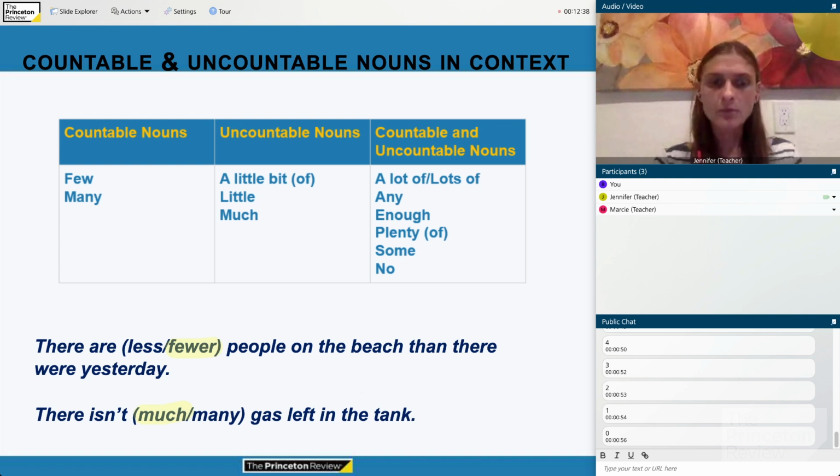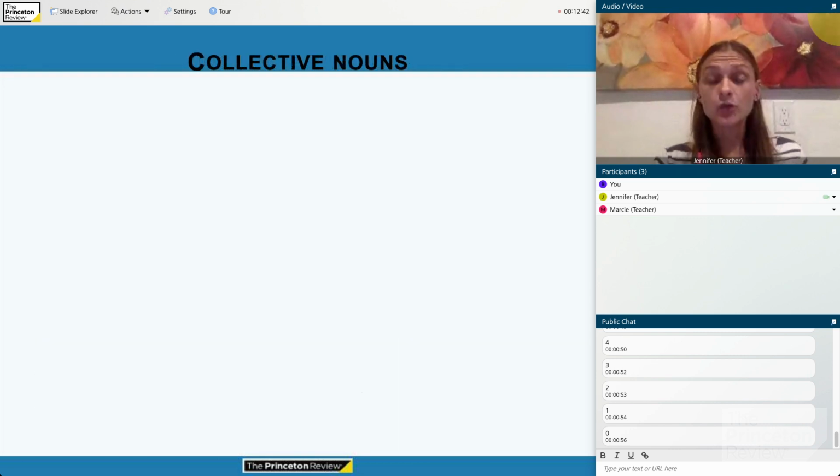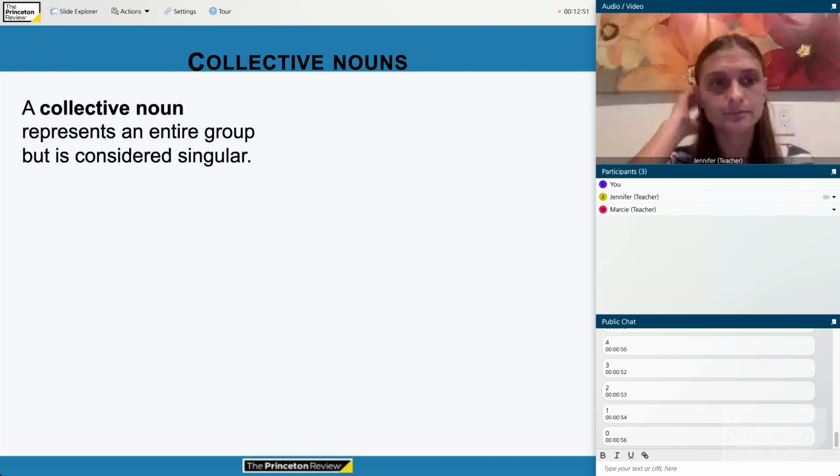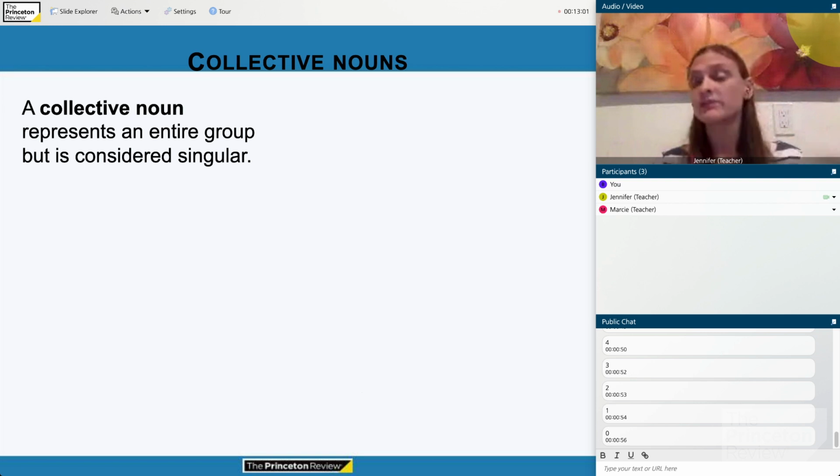And we have a couple more types of nouns to look at now. So collective nouns. These are also a really tricky type of noun that can show up in sneaky ways on your standardized tests. So a collective noun represents an entire group of things or people or something, and it's considered singular when it's in its singular form. So let's take a look at some examples.